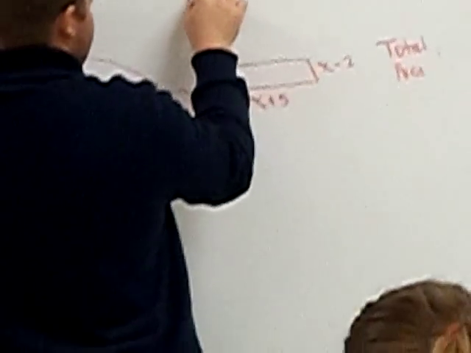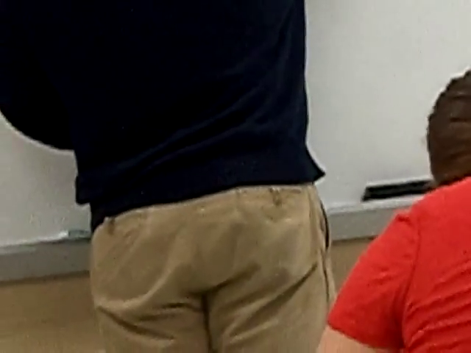Well, we've got 2 rooms. Here's the first room. Here's the second room. How do we find area of a rectangle? Length times width. Here's the length, here's the width. We've got to multiply them together. So the area for this first one would be this x times x plus 3.